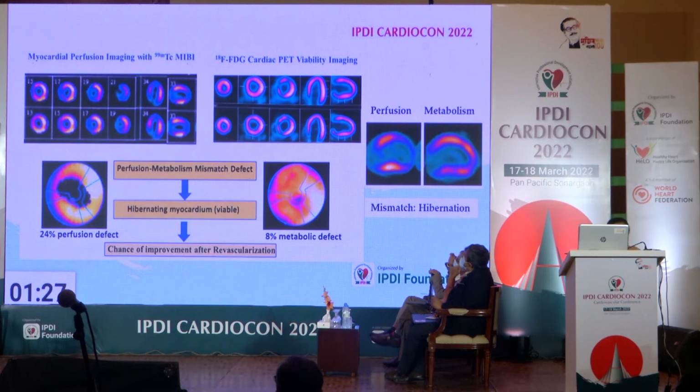Now this is the comparison diagram of perfusion and metabolism imaging. Here in perfusion imaging we show there is 24% perfusion defect but only 8% metabolic defect. That means perfusion metabolism mismatch defect indicating viable hibernating myocardium. And this means there is chance of improvement after revascularization.